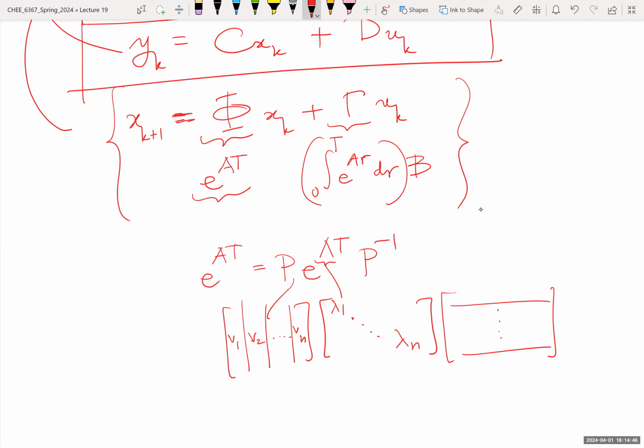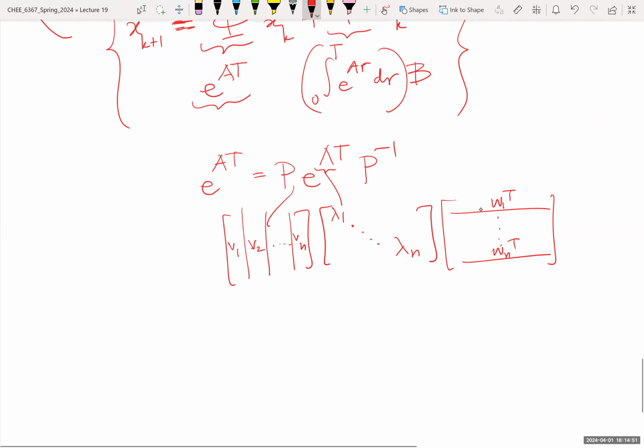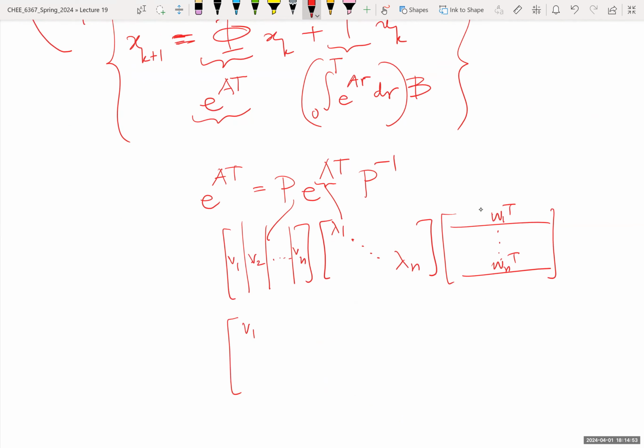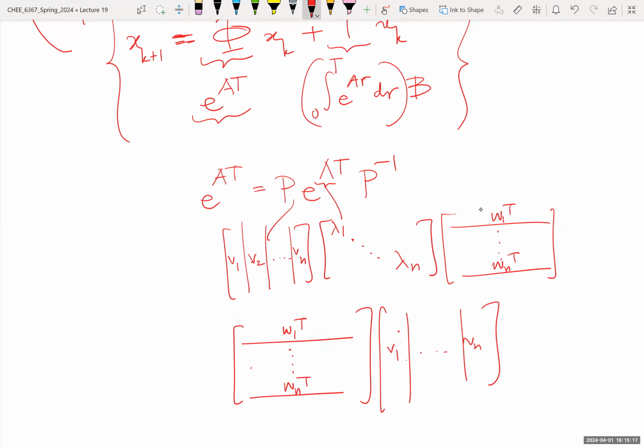It has the left eigenvectors, W1 transpose to Wn transpose, and you have, of course, V1 to Vn times W1 transpose. I should reverse it actually. So you have W1 transpose to Wn transpose, V1 to Vn. This is P inverse, this is P. So by definition, the product P inverse times P must be equal to 1.